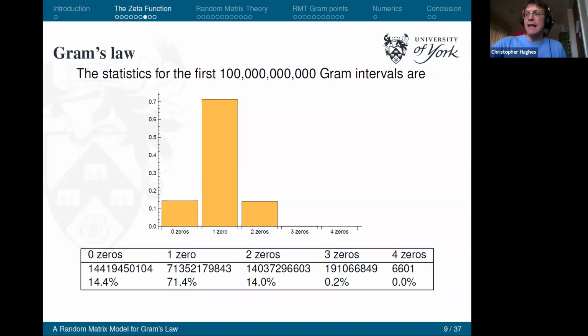Now, this data: we got these zeros from David Platt in Bristol. He calculated 103 billion zeros, very kindly to an accuracy of 100 binary digits, and very kindly let me have a copy of them. It takes 1.3 terabytes.